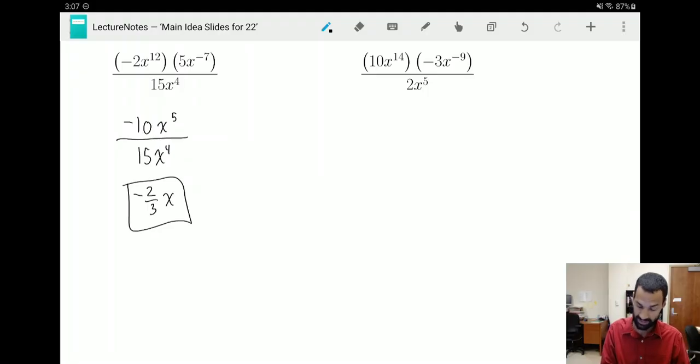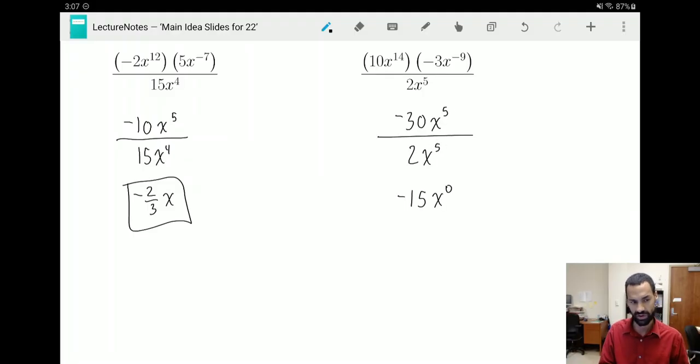Okay, what about this one? 10x to the 14th times negative 3x to the negative 9th over 2x to the 5th. Okay, let's do the top first. 10 times negative 3 is negative 30. X to the 14 plus negative 9. Again, be careful with your signs. 14 plus negative 9, that's 14 minus 9, which is 5. Over 2x to the 5th. Okay, now let's divide it. Negative 30 divided by 2 is going to be negative 15. X to the 5 minus 5 is 0. X to the 0 power.